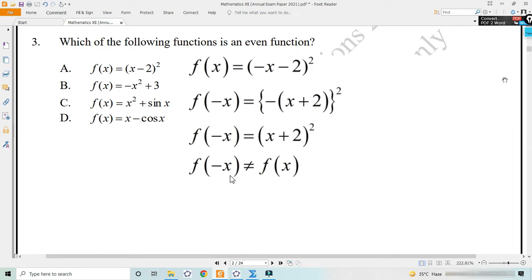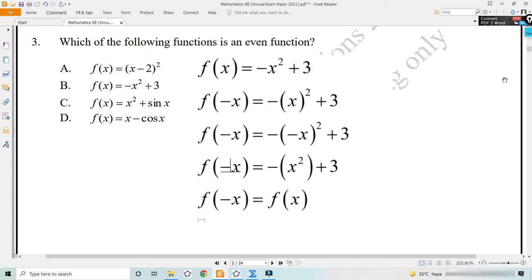So f of negative x is not equal to the given f of x function. So A is not the correct answer. In option B, in fact square is only on the x, not on the negative. तो हमने x की जगह नेगेटिव x पुट किया, इसको सिंप्लीफाई किया, द रिजल्ट इज द गिवन फंक्शन. So f of negative x is equal to f of x, which is the correct answer. So B is the correct answer.